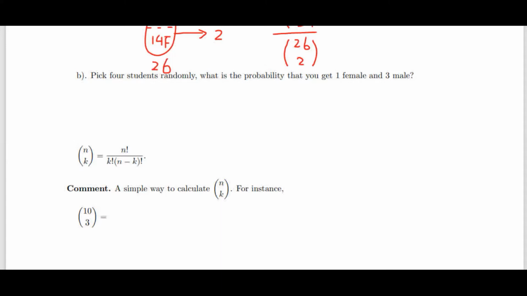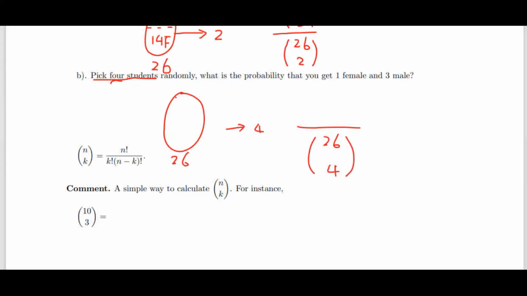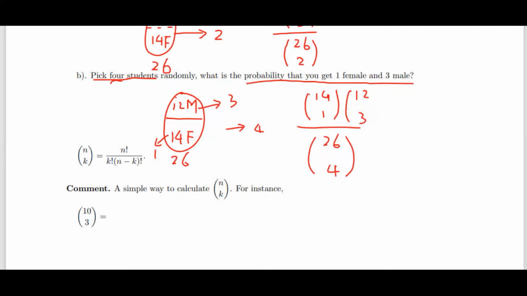For this problem, we pick 4 students. Again, we use the same idea. So from 26 students pick 4, the total number of ways is 26 choose 4. Then we want to find the probability that you get 1 female and 3 male. So from 14 female, we need to pick 1, and from 12 males, pick 3. So how many such ways? From 14, pick 1, and from 12, pick 3.